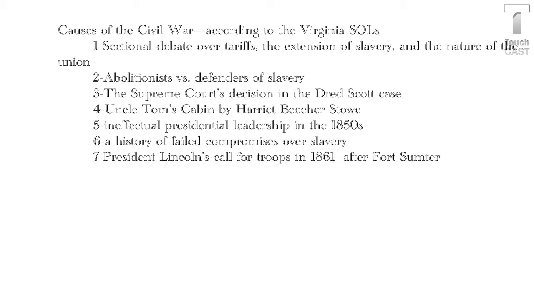There's seven identified factors that caused the Civil War according to the Virginia Standards of Learning for U.S. History, along with mounting sectional tensions and a failure of political will. We have one, the sectional debate over tariffs, the extension of slavery in the territories, and the nature of the Union, states' rights. This is all lumped into one, which at times doesn't make sense to me because they seem three different things, but okay.